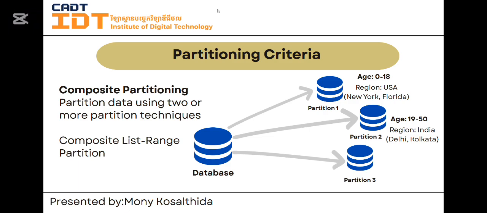Last but not least is composite partitioning. It combines two or more partitioning methods for better control and performance. It is useful for very large and complex datasets. For example, a table is first range partitioned by age, and then hash partitioned by country.